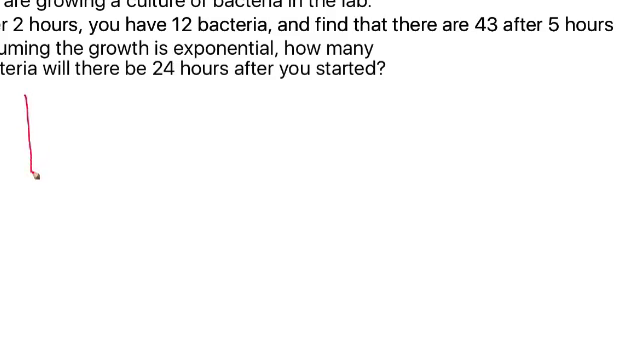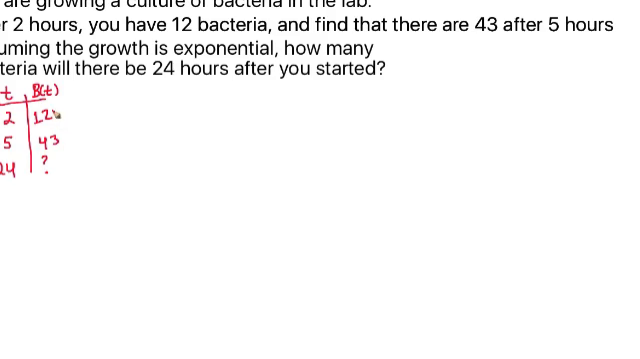And so I like to always set up a table of values, time here, and B of t here, we'll use B for bacteria. So when we start out there at 2 hours, there are 12 of these bacteria. And after 5 hours rather, there are 43 of these bacteria. And the question is, how many will there be 24 hours after?